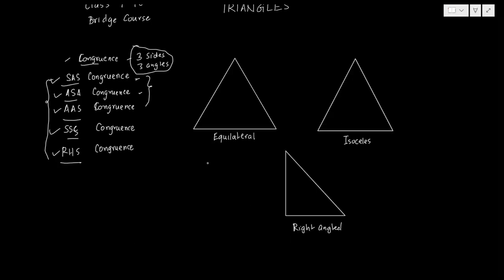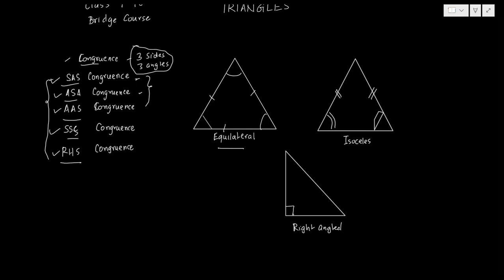Okay, finally, we have looked at all the congruence properties. Now this is the final part. We will look at three types of triangles. Equilateral triangles have all the three sides equal and all the angles equal. In an equilateral triangle, the three sides of the triangle are equal and three angles of the triangle are equal. In an isosceles triangle, two angles are equal and their corresponding sides are equal.